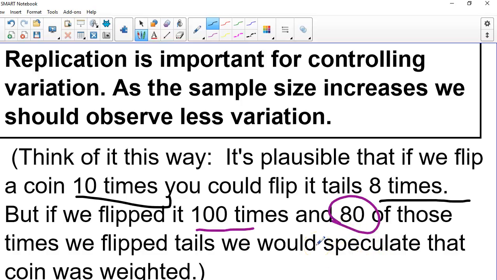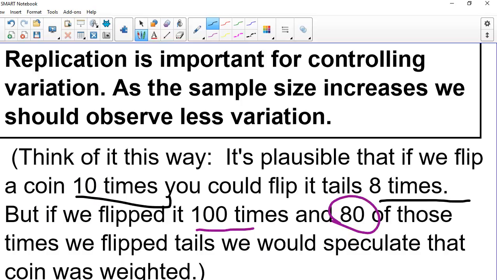We should have gotten anywhere between 40 and 60%. Okay? If we flip it 100 times, based off of the margin of error, we should have gotten somewhere between 40 and 60%. If we got 80% now, because our variation is small, we could say something's up. Again, let me know if there's more questions on this.